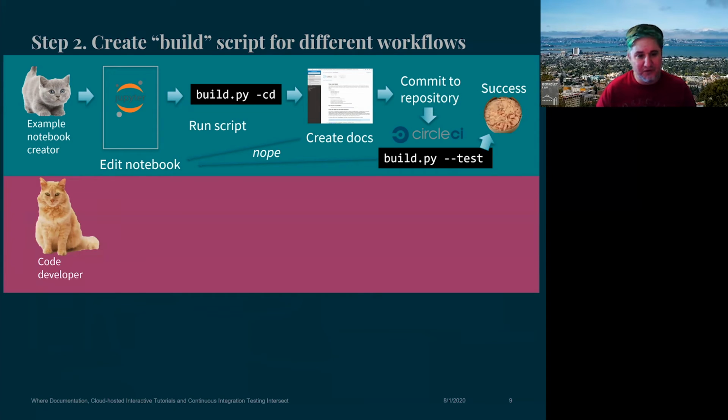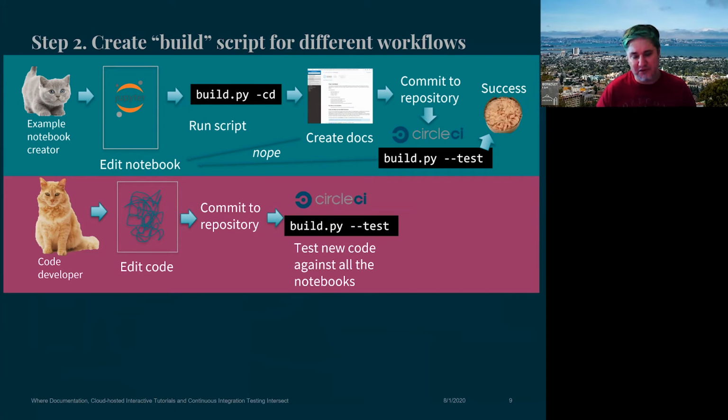For the code developer, they're not editing the notebooks, they're editing the code. So in their case, they're not looking at the documentation version, but what they want to do is the same mirror of what the notebook creators do. As soon as they commit code to the repository, we want to take that and run that with the same script against all the code in the notebooks. And then as soon as that succeeds, they can check their code in.